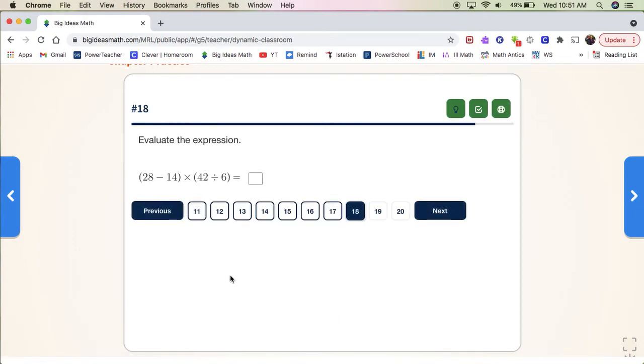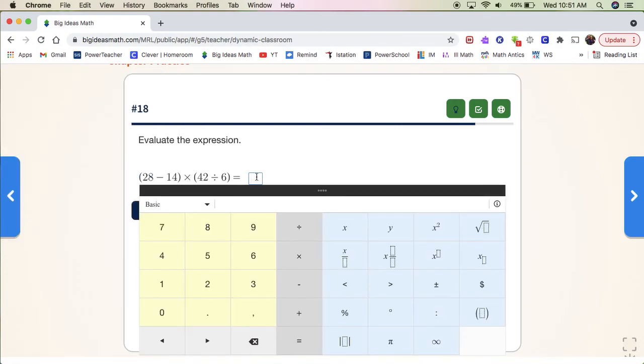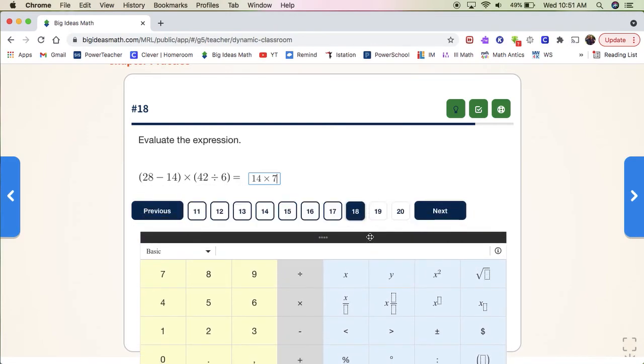All right, we're going to evaluate. We have 2 things that are in parentheses. We're going to evaluate both of those and then multiply them together. So the first one is 28 minus 14. So we do 28 minus 14, and that's 14. And we're going to multiply that by whatever 42 divided by 6 is, which I think we all know is 7. Hopefully we know our multiplication facts. If not, work it out. We're going to take 14 times 7, multiply that together, and we get 98.